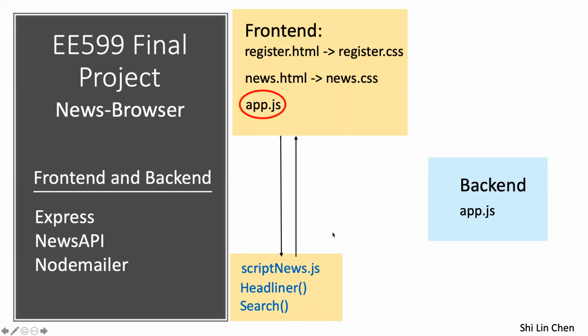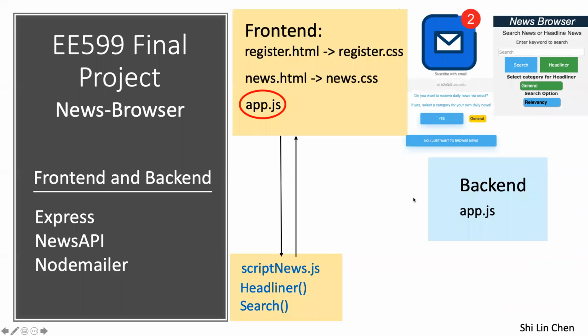So how do my front end and back end work? Take register, for example. The user will enter an email address here in the text box, and they can select a category for their daily news. Then I use Express to handle this GET request to my backend. So once I get the email address and news data, I can send the email to the user's email address.